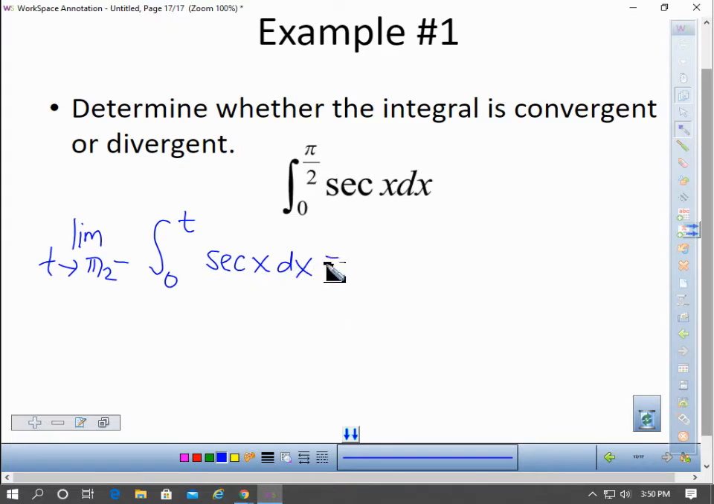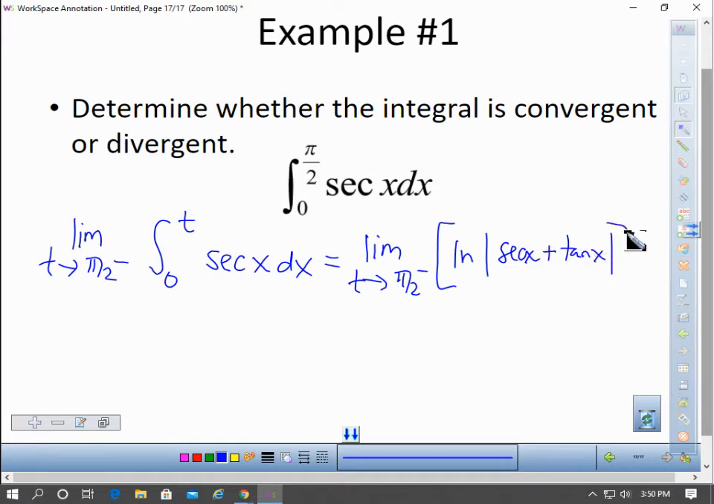Now we need our antiderivative. We're going to do the same thing we did last time. So I'm going to do the limit as t approaches pi over 2 from the left. And I need the antiderivative of secant x, which is the natural log of secant plus tangent. That was one we had to memorize last year. So just go look in the back of the book, in the flaps of your book: the antiderivative of secant is the natural log of secant plus tan. And then we're going to evaluate that from 0 to t.